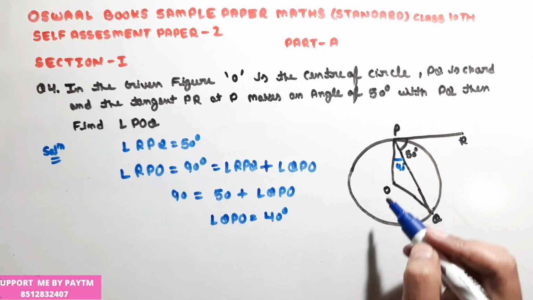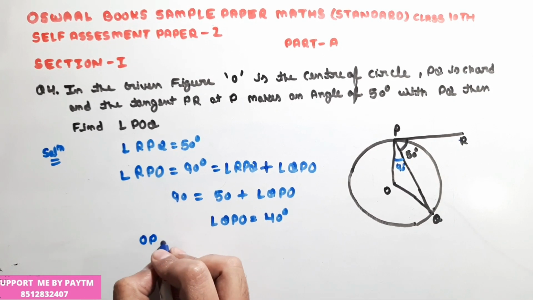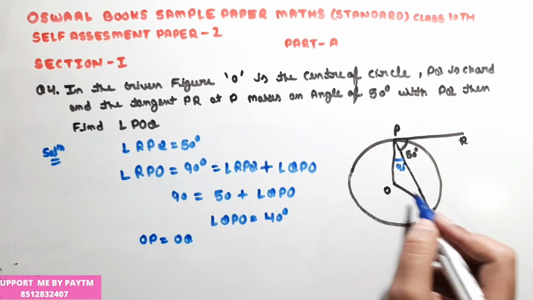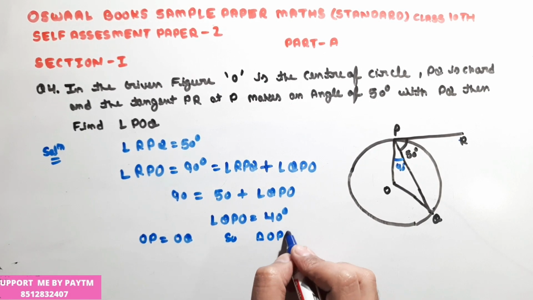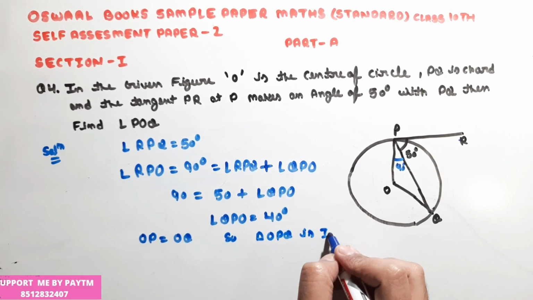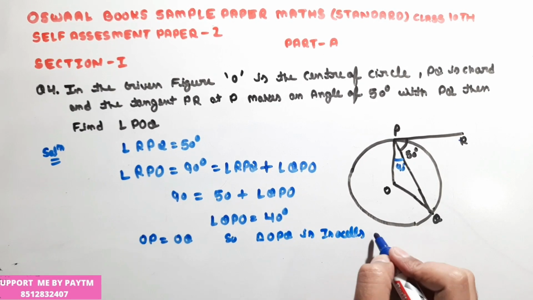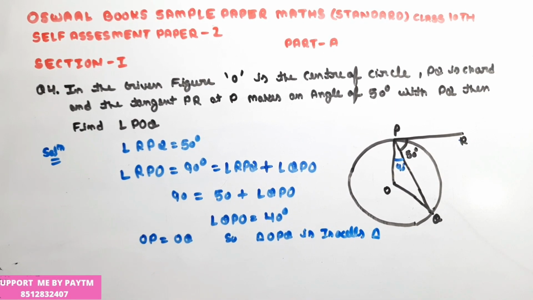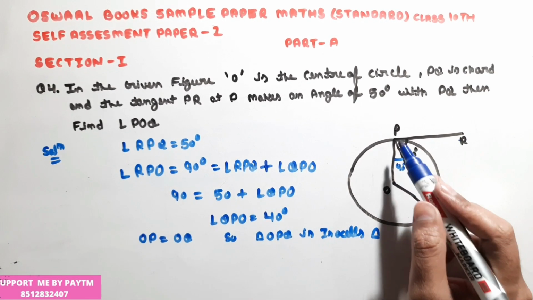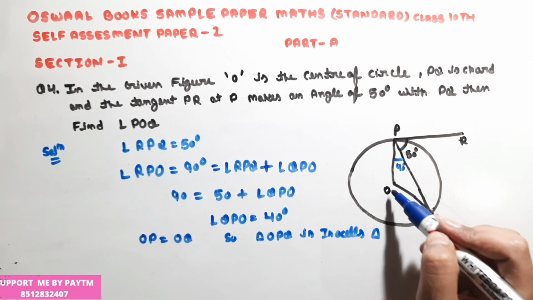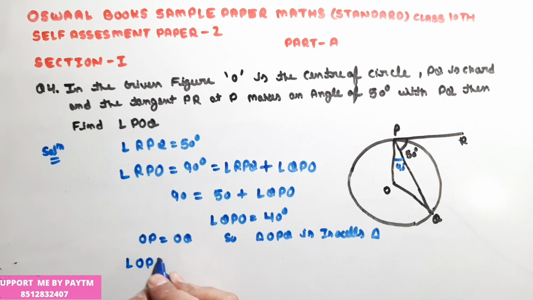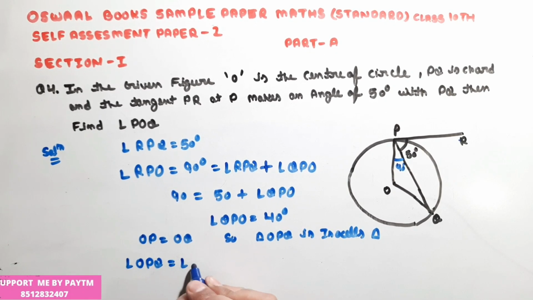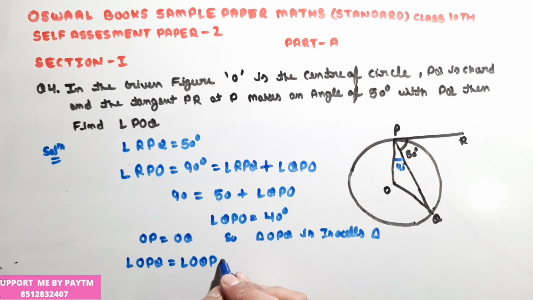Now here OP is equal to OQ, radius of the circle. So triangle OPQ is an isosceles triangle. So angle OPQ will be equal to angle OQP, that is equal to 40 degree. So angle OPQ equals angle OQP, 40 degree.